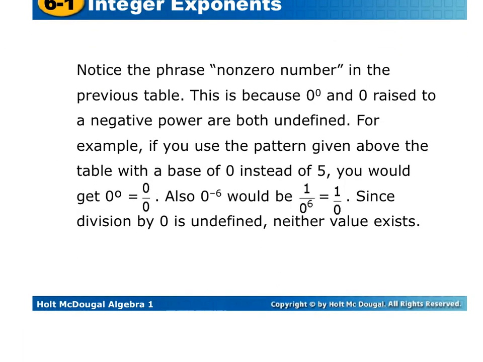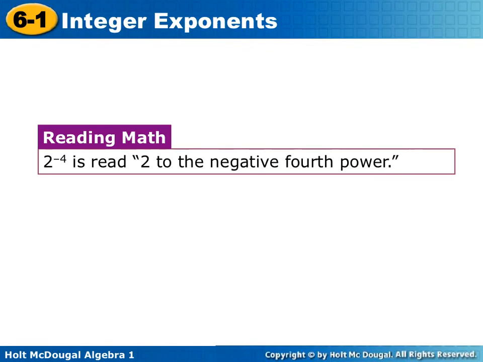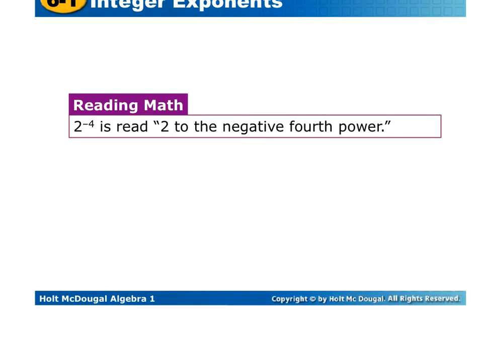All right, so notice the phrase here, non-zero number. This is because 0 to the 0 power or 0 raised to a negative power are undefined. So the base cannot be a 0. The exponent or the power could be a 0, but the base can't be 0 because it's undefined. So if we were reading this, this would be read as 2 to the negative 4th power.